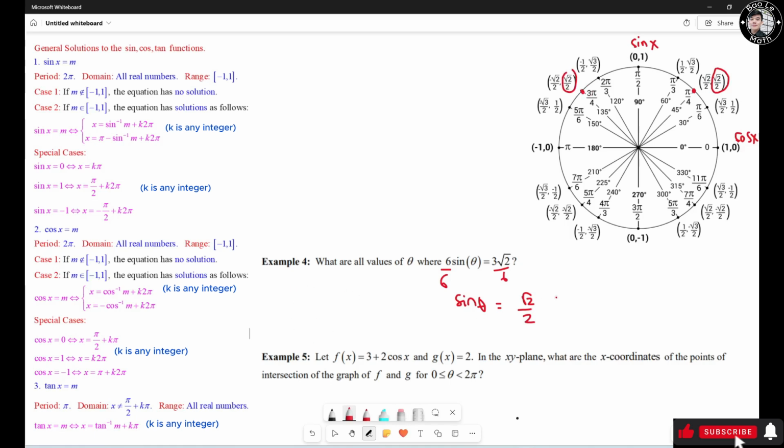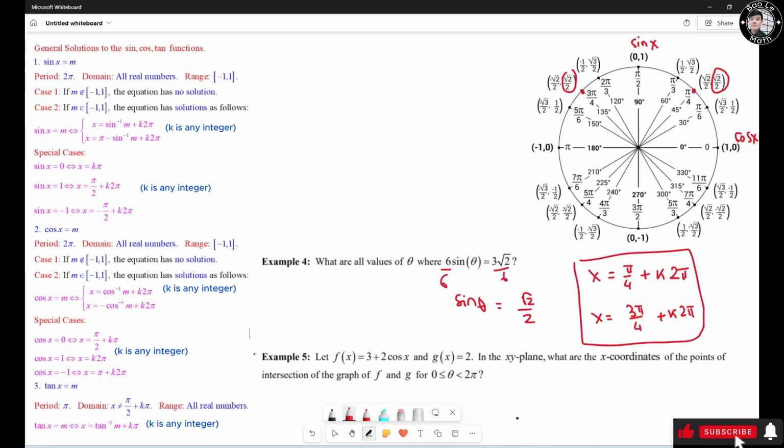So I have s equals pi over 4 plus k 2 pi, because this is a sine function, the period is 2 pi. The second one, s equals 3 pi over 4 plus k 2 pi. This guy and this guy are different, so you cannot combine them. So you have both right here.